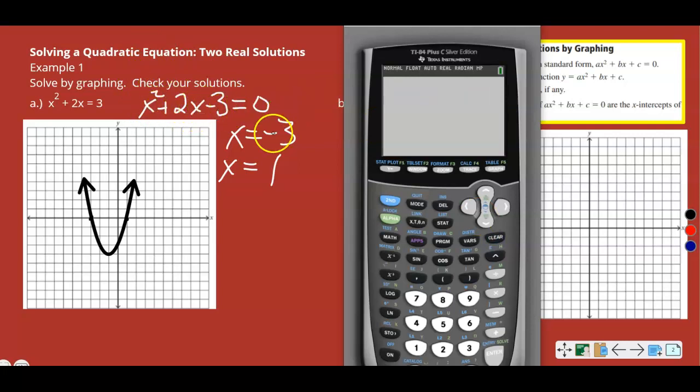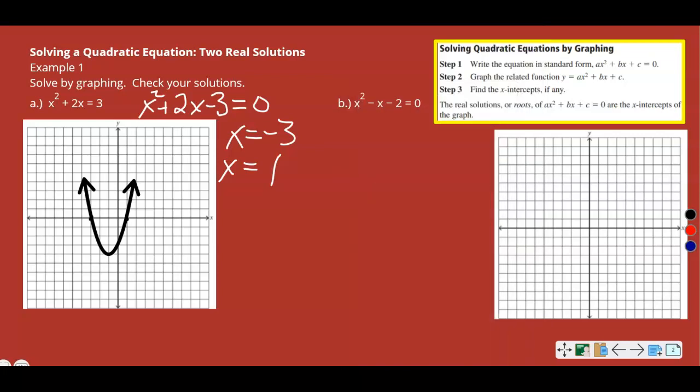If that equals 0, that means this is a solution. Make sure you put your -3 in parentheses before you square it. And then I've got plus 2 times -3. And then I've got minus 3. And that equals 0. So we can conclude that -3 is a solution. Let's try 1. So 1 squared plus 2 times 1 minus 3.